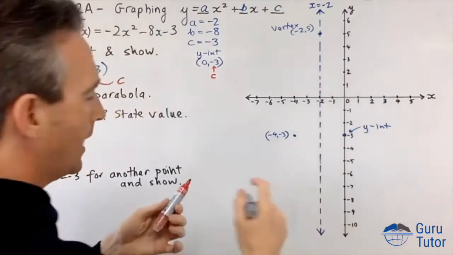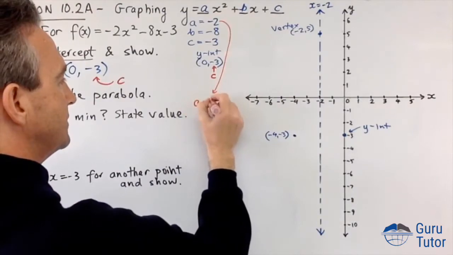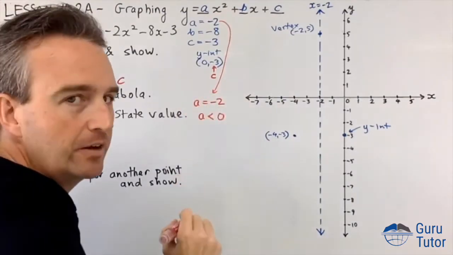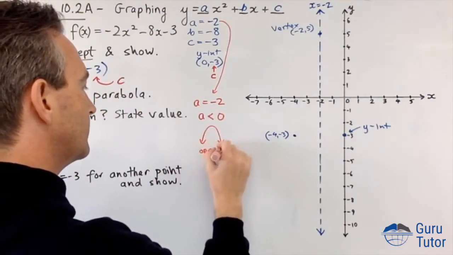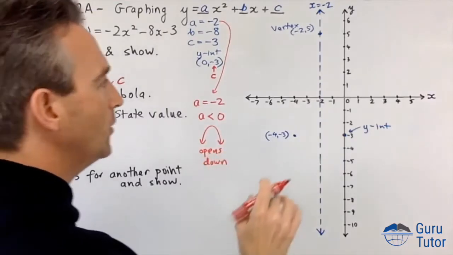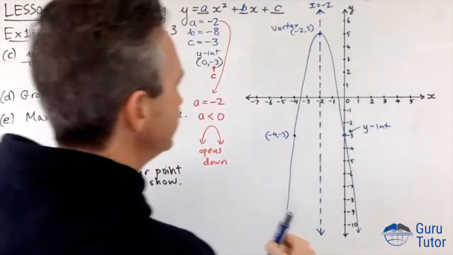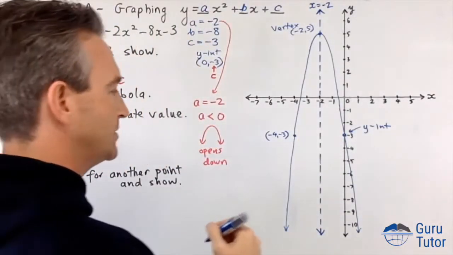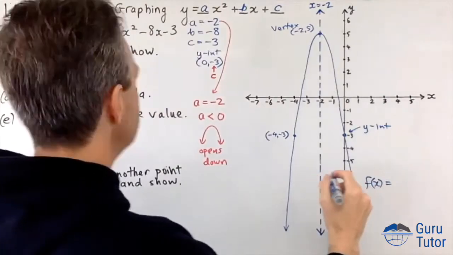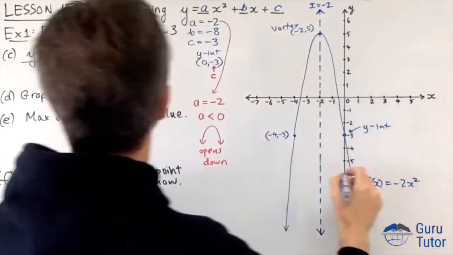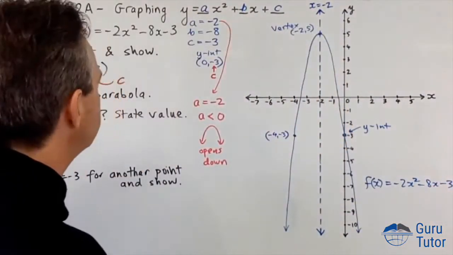And by the way, is this going to open up or down? Our a value is -2, which means we have a negative a value. And whenever we have a negative a value, that means it opens down. Now, I'm not good on the board with this, but I'll do my best. And there it is, our opening down parabola. So what I might do now is write the equation next to it. This is the function f of x equals -2x squared minus 8x minus 3. And there we go, we have graphed it.